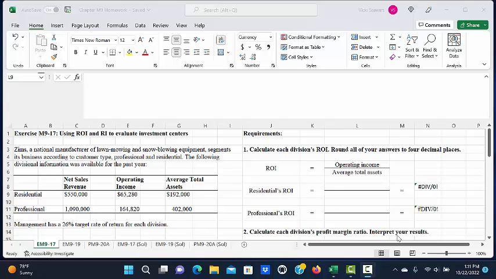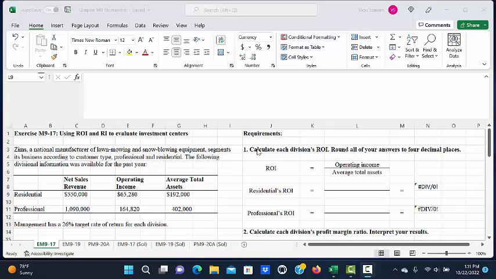This is a demonstration of exercise M917 using ROI and RI to evaluate investment centers. Zims, a national manufacturer of lawn mowing and snow blowing equipment, segments its business according to customer type, professional and residential. The following divisional information was available for the past year, and the problem gives us the net sales revenue, operating income, and average total assets for the residential and professional divisions.